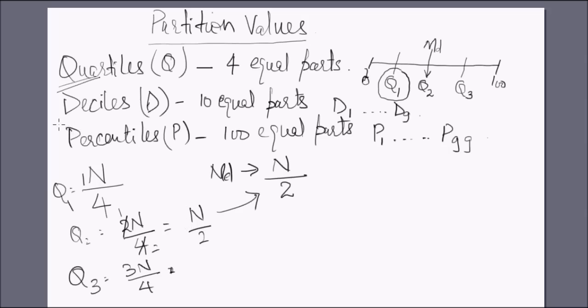Similarly, deciles: we will divide the data into 10 parts and multiply depending on what we have. Let me give a variable here, i. If I have to find the second decile, I'll multiply this by 2. If I have to find the fourth decile, I'll multiply it by 4, and so on. The same is the treatment with percentile.